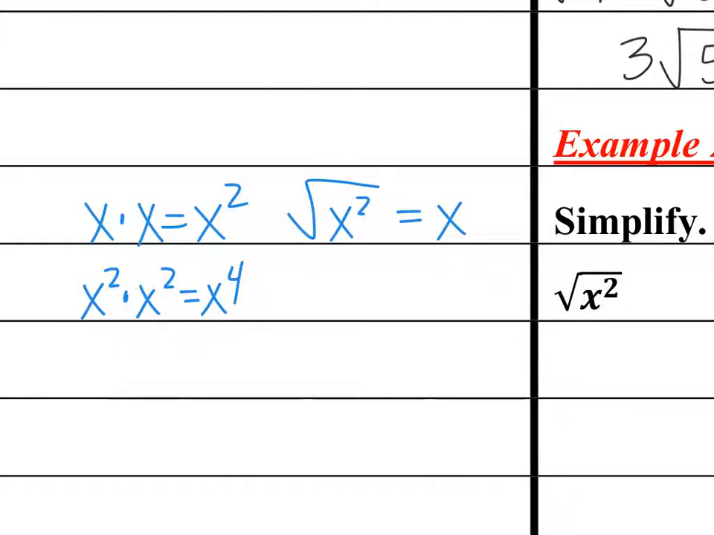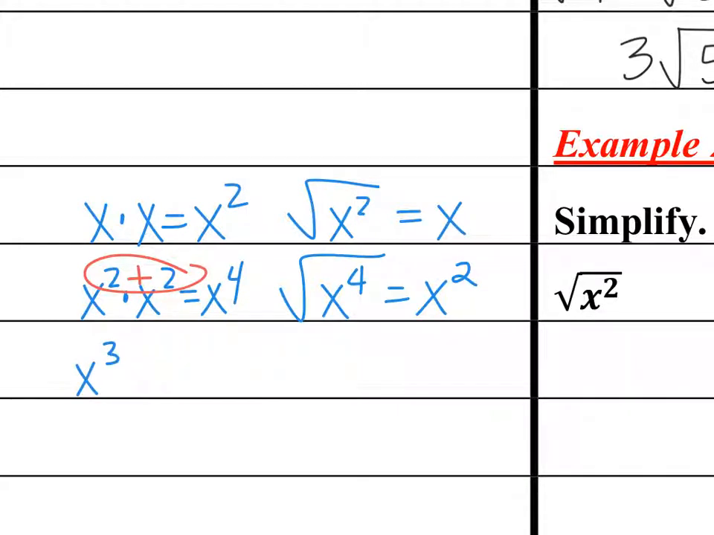Catherine? Yep. Last semester we talked about add the exponents. So we're just adding these exponents up. And so the square root of x to the 4th would be what? X squared. So we can keep going. Hopefully you get the hang of it. X to the 3rd times x to the 3rd would be x to the 6th. So the square root of x to the 6th is x to the 3rd.